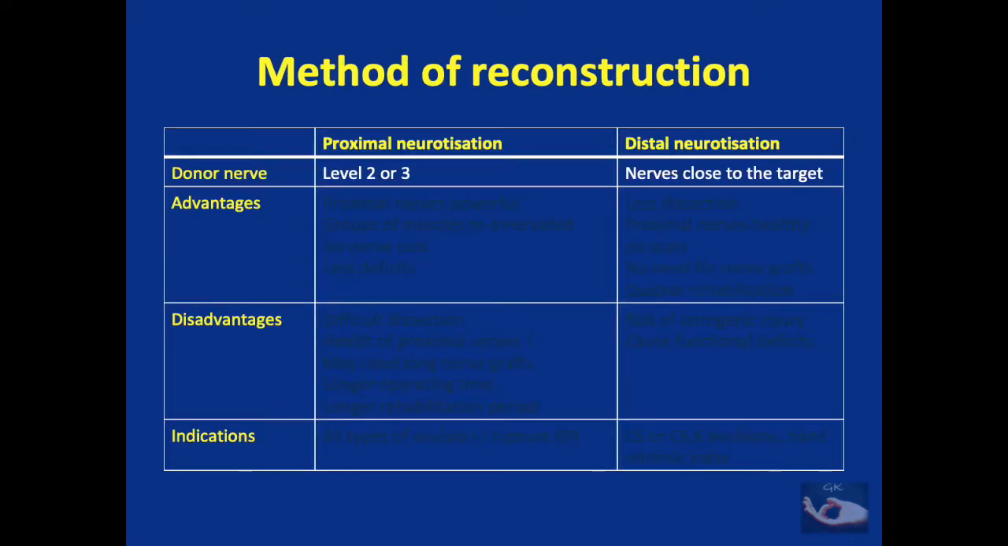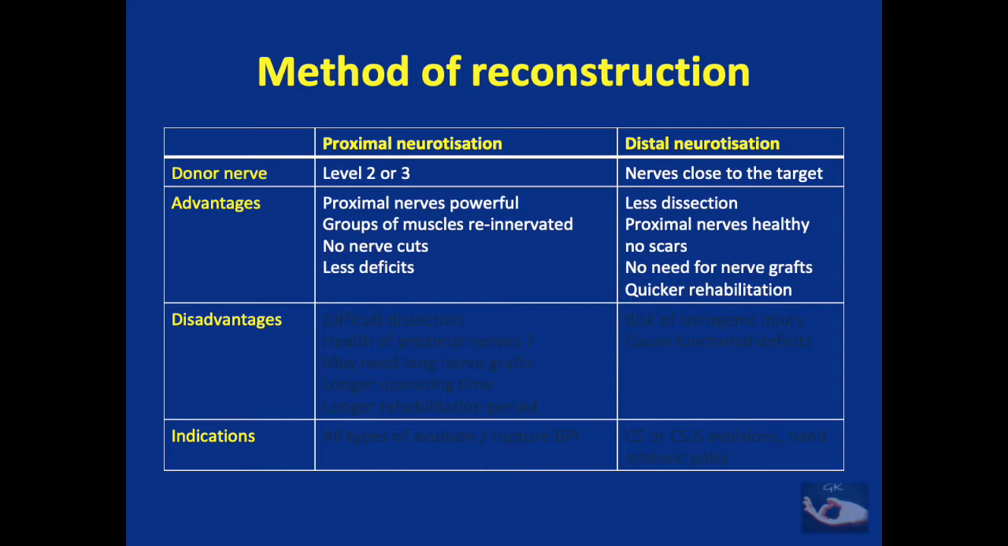So, comparing the proximal neurotization and the distal neurotization, the proximal neurotization is usually going to be to the trunks or the divisions or the cords, whereas the distal neurotization is going to be closer to the target. The advantages of proximal neurotization are that the proximal nerves are more powerful in that groups of muscles are neurotized. In distal neurotization, the advantage is that there is less dissection, there is no scarring where you have to dissect the trunks or the cords, and there is no need for nerve grafts, and quicker rehabilitation can be achieved.